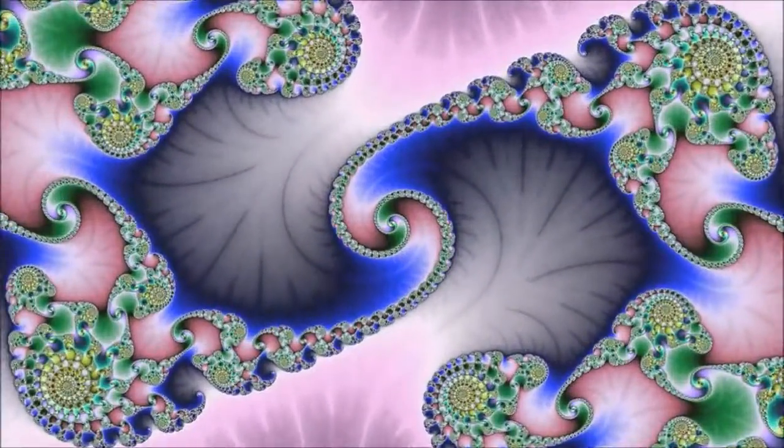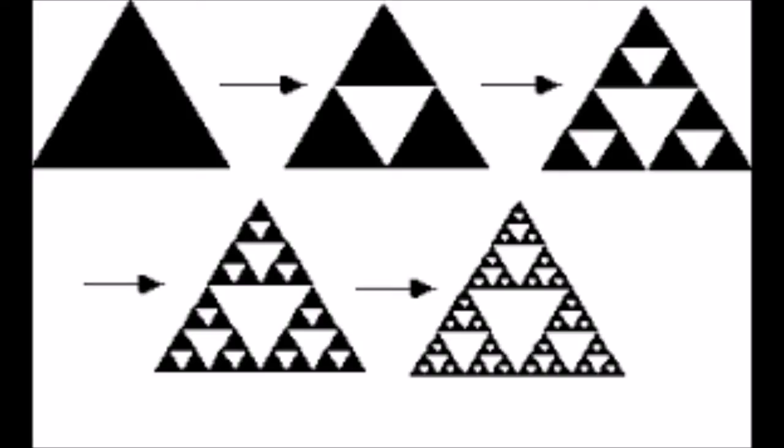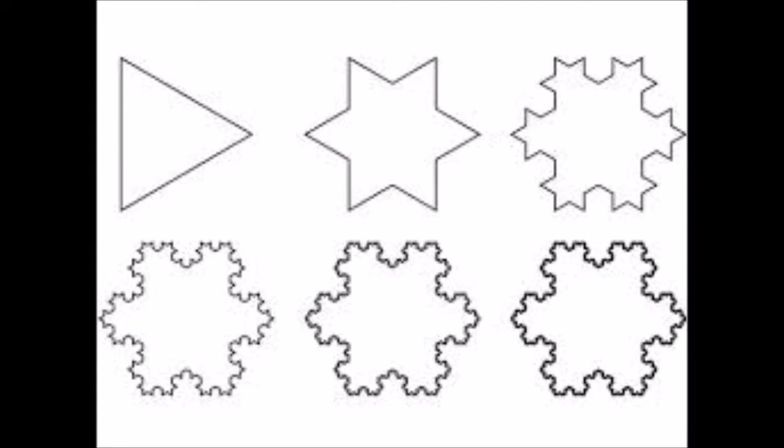A good easy example of this is called Sierpinski's triangle, which is created by removing the middle triangle from each triangle in each generation of the fractal. Another good example is called Koch's triangle, or snowflake, or curve, depending on what you're doing it on.